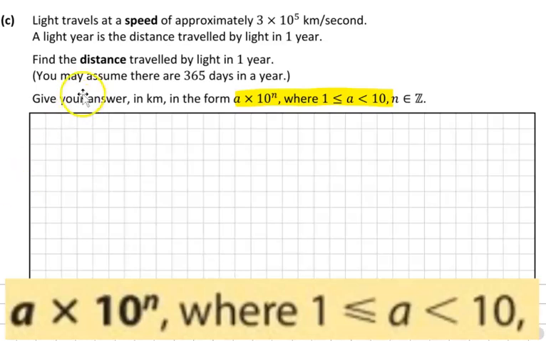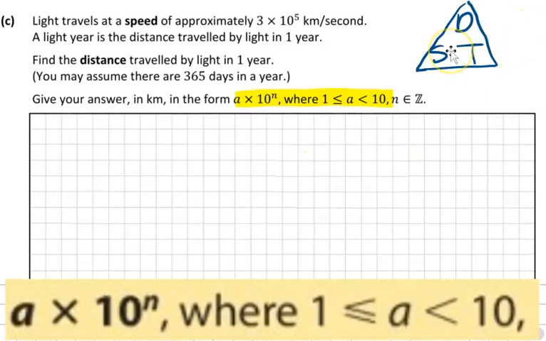So this question is about speed, distance, and time, so we're going to use Dad's silly triangle. We're looking for the distance, so we cover up the D and we're left with S beside T. Two things stuck together in maths means multiply. So we're going to multiply speed by time to get the distance. So distance is equal to speed multiplied by time. The speed is 3 times 10 to the power of 5 kilometers per second.